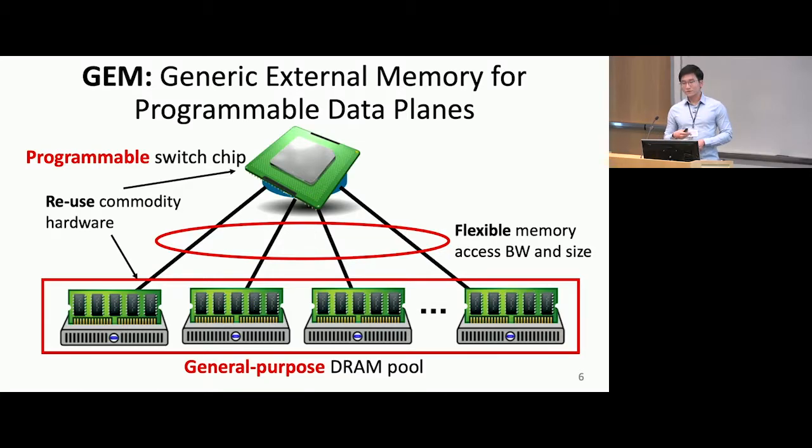Essentially, GEM introduced the notion of memory hierarchy for the switch data plane. So you can use on-chip SRAM as a cache and remote memory as a main memory, just like the memory hierarchy in CPU architecture.